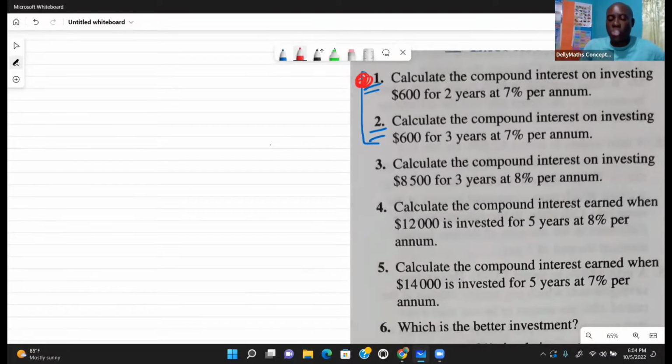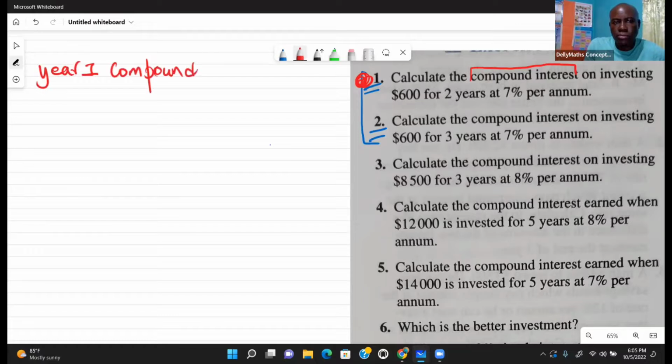So basically, they want the interest. You understand? That's all. The interest. There are two ways we could go about this. I'm going to approach number one two ways. Firstly, we know that they want the compound interest, right? So we're going to do year one compound interest. What is the interest earned in year one?